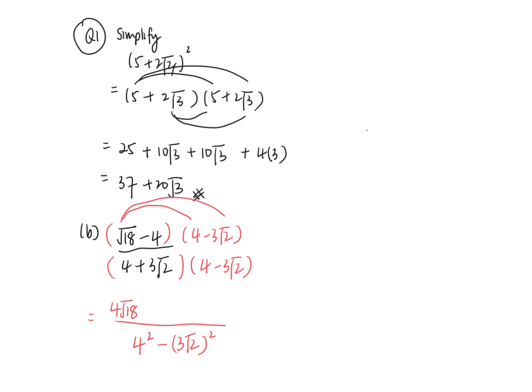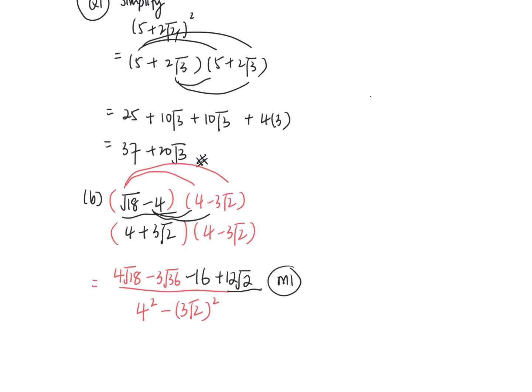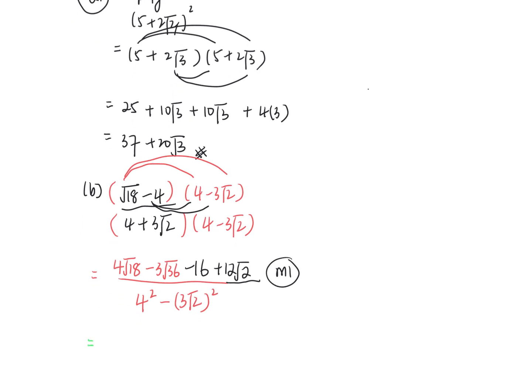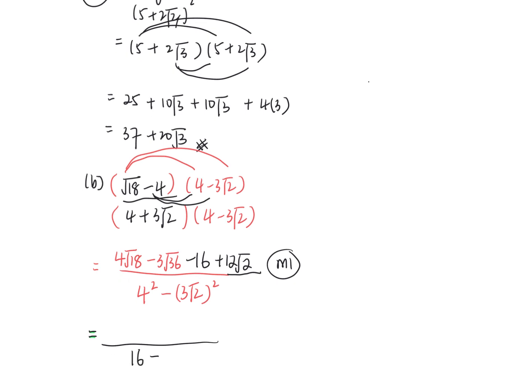Okay, one by one. This one becomes 36. And then the bottom is minus 16 plus 12 root 2. So I need to see this correct simplification to give you your method mark. And then, of course, the base must be correct. So the bottom is 16, minus 3 squared is 9. The square of square root 2 is just 2.